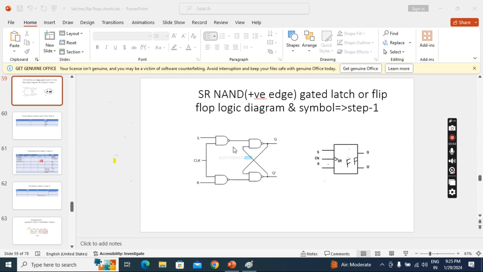This is the diagram. This diagram is the same as the gated latch with the positive level. In the symbol, we have to keep this triangle symbol. It indicates edge triggered.